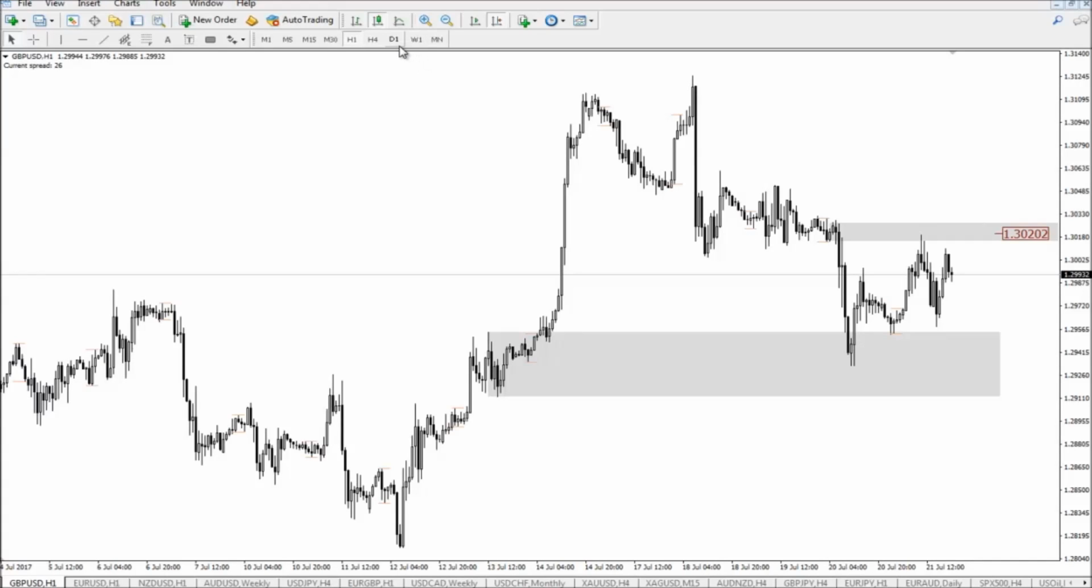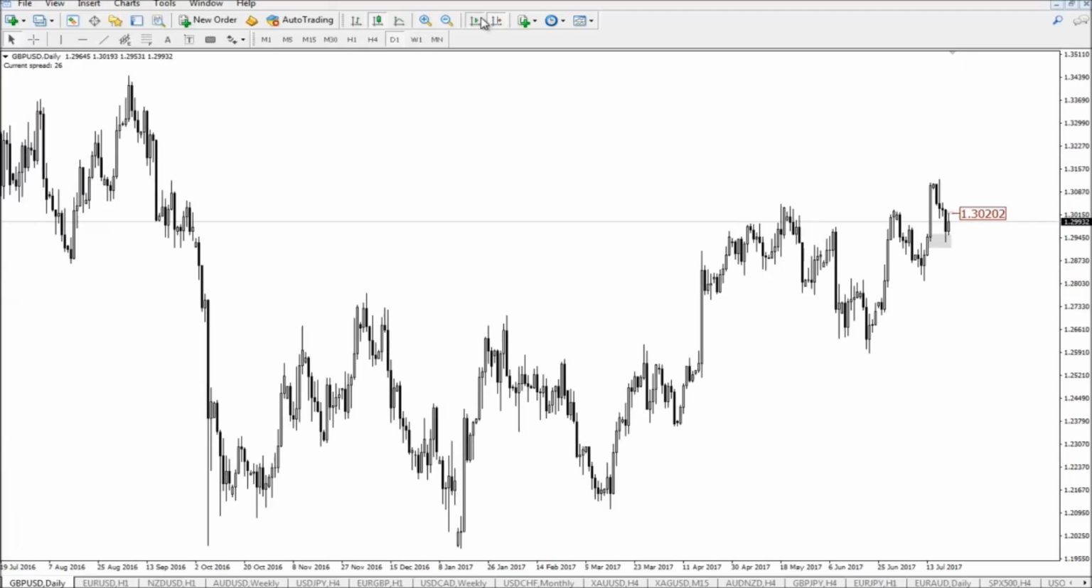Now it makes more logical sense to me for it to go higher than to go lower. With the dollar falling, I think cable wants to go higher. Target wise, where are the targets? We've got this target here, so the high is 131.25. So we've got 131.25.